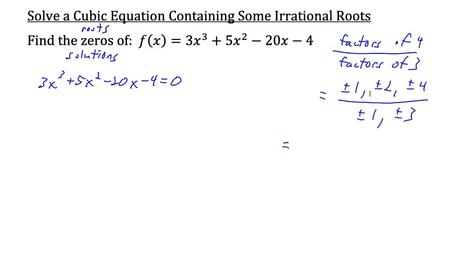All right, simplifying this some more, we have 1 over 1 and 1 over 3. Then we have 2 over 1 and 2 over 3. And then we have 4 over 1 and 4 over 3. Let's simplify this a little bit more because we have some 1's in the denominator that we can get rid of.